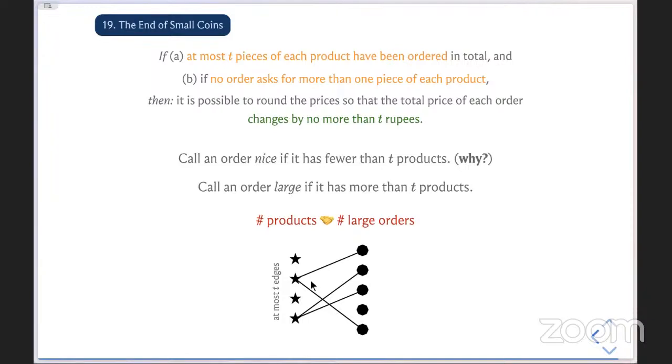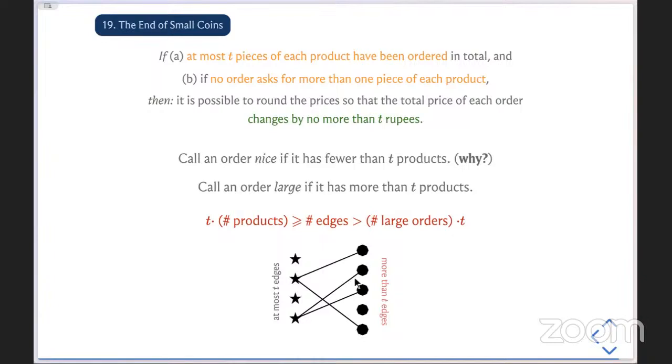By definition, at least T, exactly. So I said the large orders are more than T products. So let's say that these are more than T lines. If we just counted the lines, looking at it from the left, we see that the number of lines is at most T times the number of products.